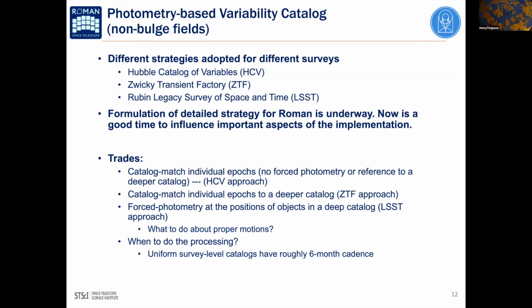For the non-bulge fields, we've looked at different strategies adopted for different surveys, and I want to briefly outline a few of those. So the Hubble Catalog of Variables is one of the precedents, the Zwicky Transient Facility is another, and then LSST plans are another. Trades include: do you do your photometry purely by catalog matching, which is what the Hubble Catalog of Variables did, and do you match individual epochs, or do you match to a deeper catalog, or do you do forced photometry? And then when to do the processing, do you try to do it in real time, or at a cadence where you have uniform data products?